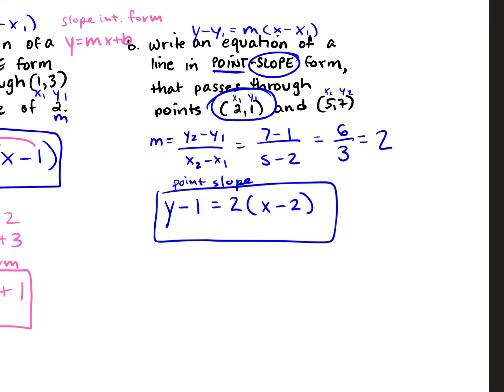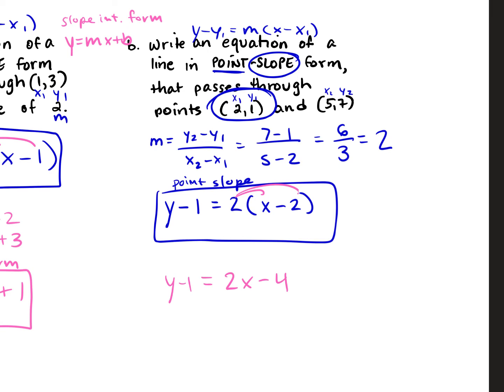Now let's say this question wanted slope intercept form. So how could I find slope intercept form? Awesome. Distribute the 2. So that would be 2x minus 4. So my y minus 1 is equal to 2x minus 4.